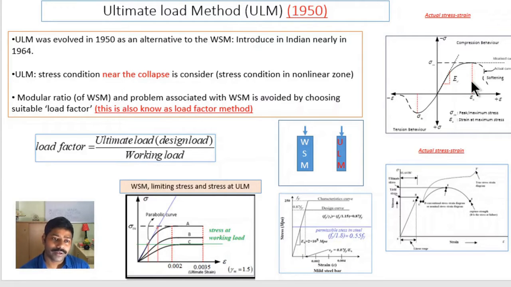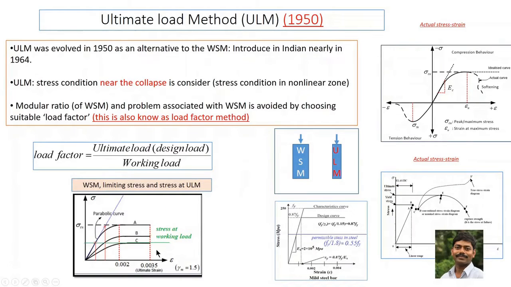This graph is basically an idealization of this graph. Here we are neglecting the softening part, so there will be a straight line. In the working stress method, we allowed the stress up to this much. I have considered this graph from the earlier class. Graph A corresponds to the actual strength fck, graph B corresponds to 0.65 fck, and graph C corresponds to 0.45 fck.